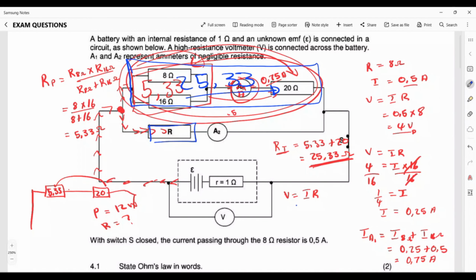So what is my voltage? I don't know, but what about my current? My current is 0.75, multiplied by my resistance, 25.33. And what value of V do you get from your calculator? 18.99 V. So now we have the voltage value of the top branch.